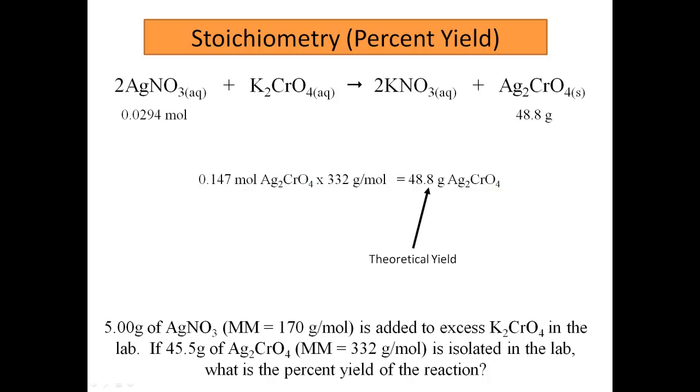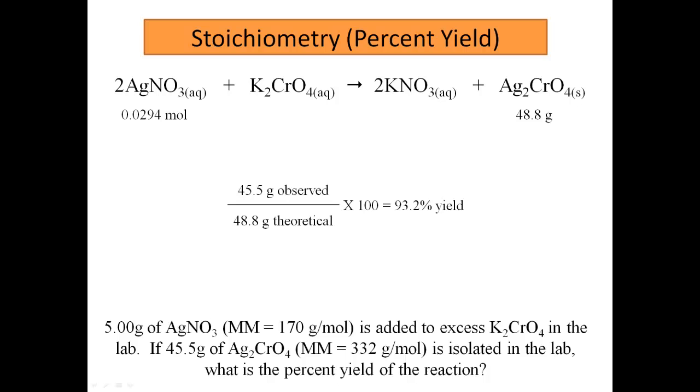Now remember, in the lab, we only produced 45.5 grams of silver chromate. So if I take the amount that we actually observed in the lab, 45.5, and divide it by what we theoretically should have produced according to stoichiometry, multiply it by 100, it'll give us 93.2% yield. So somewhere along the lines, we've lost about 6.8% of our product.